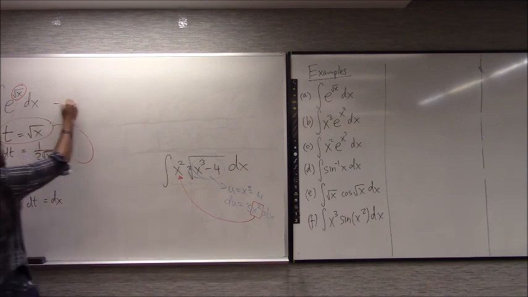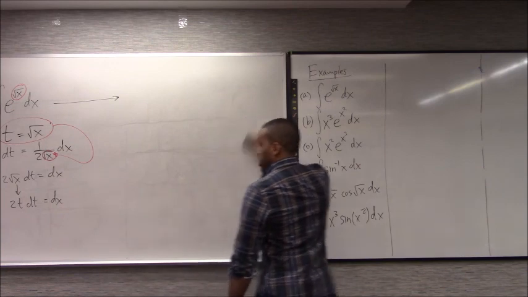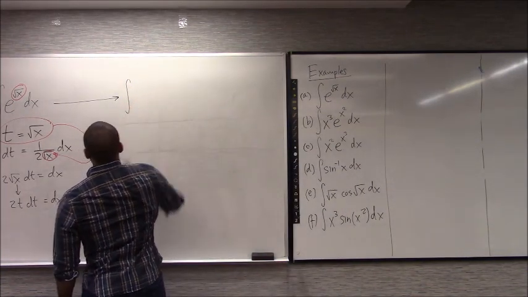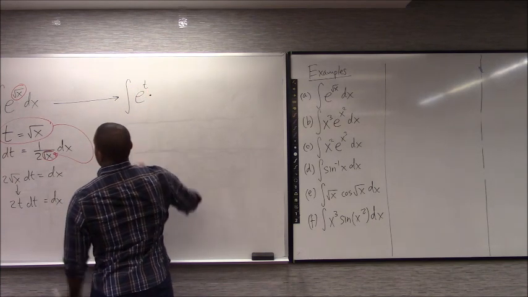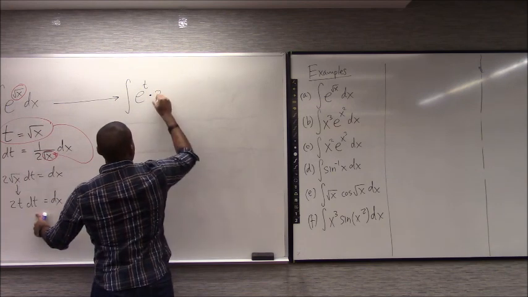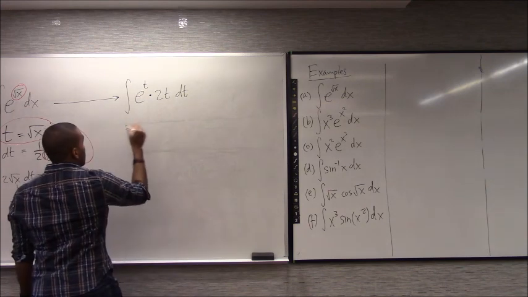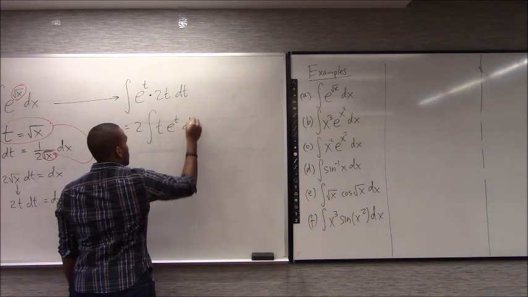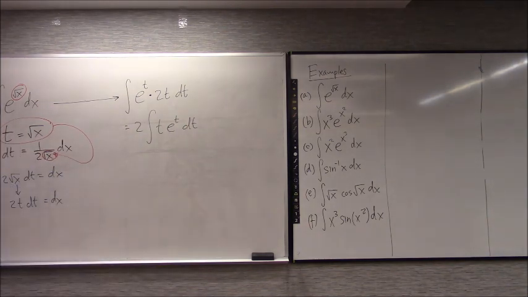So now I go here and I swap that out. I'm going to replace the dx and I'm going to replace the radical x. So I am going to have e to the t times my dx, which is 2t dt, or more concisely, I can factor out a 2 and rewrite this in the other order. So this integral becomes that integral.